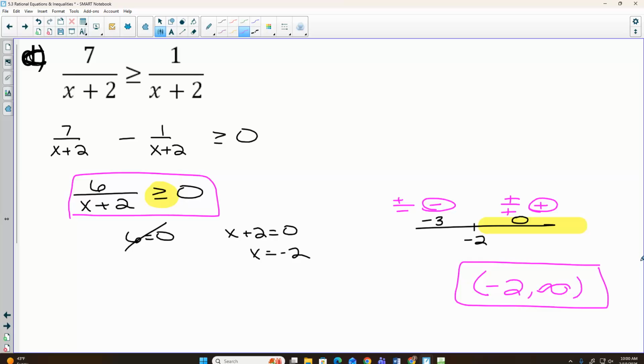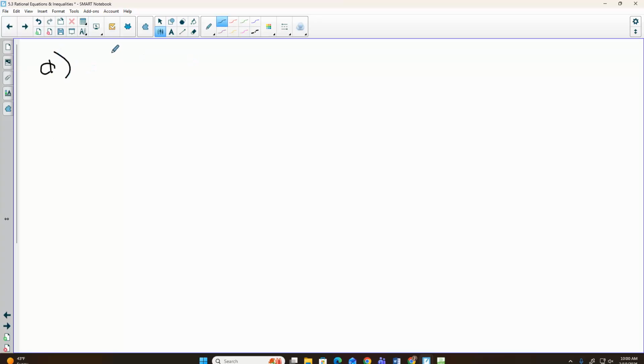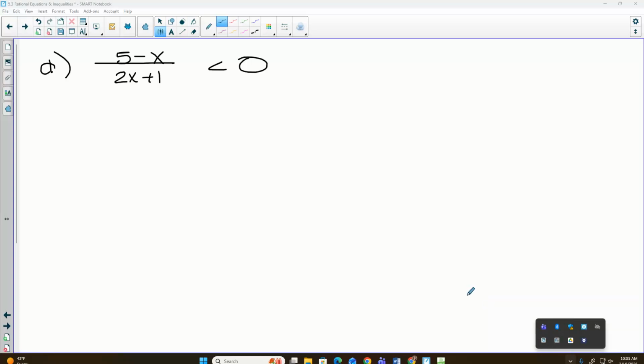All right. I'm going to have you guys try a problem. This one's already set up like we need to solve the problem. We have a fraction on one side, 0 on the other. So now we need the numbers on our number line. So you set top and bottom equal to 0. And we solve.